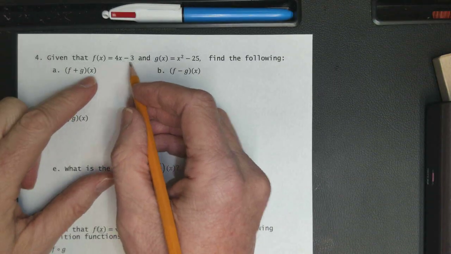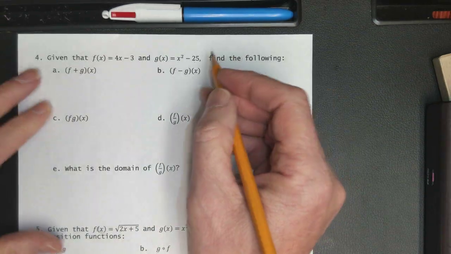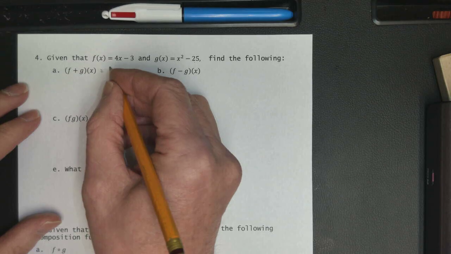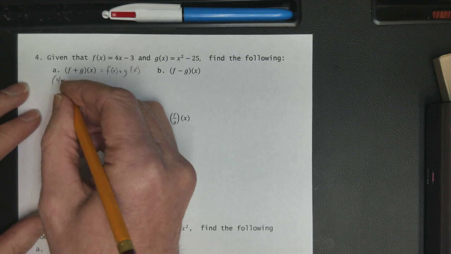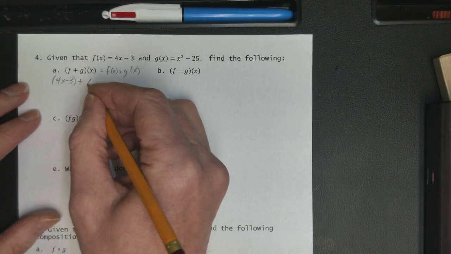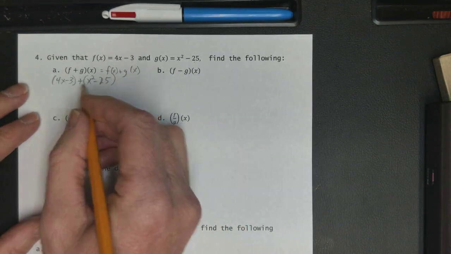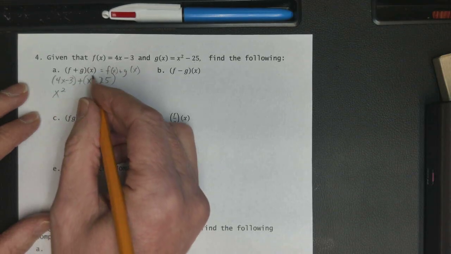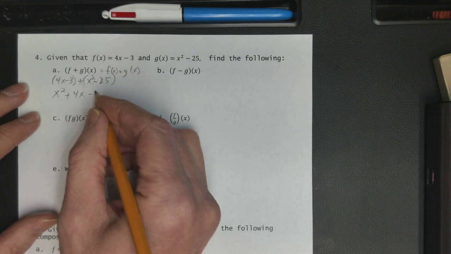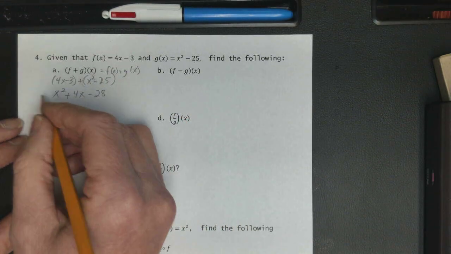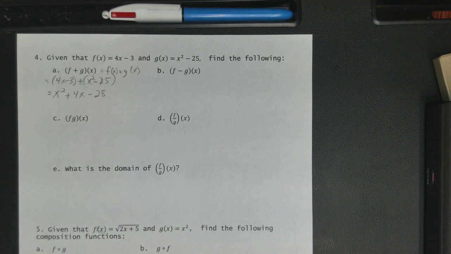Okay, given that f of x equals 4x minus 3 and g of x equals x squared minus 25, find the following. F plus g of x, which is f of x plus g of x, which is 4x minus 3 plus x squared minus 25. So let's take x squared plus 4x minus 3 minus 25, minus 28. That's what f plus g of x is going to equal.